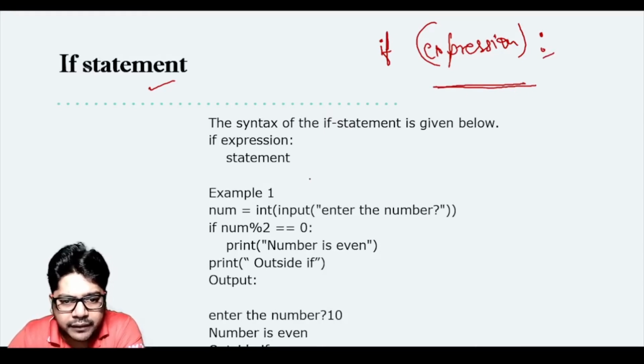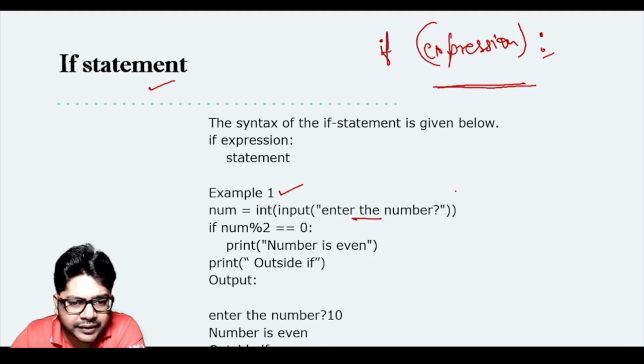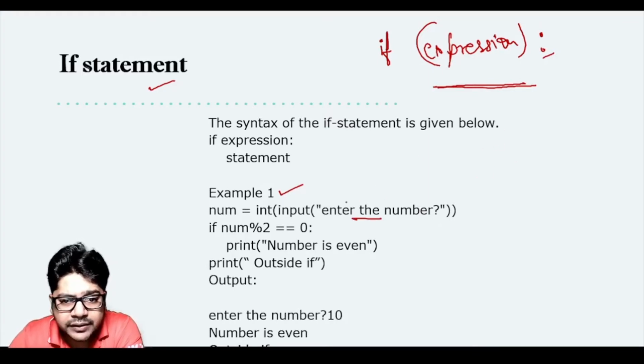Okay, so let us have a look at the example that we are having over here. Here what we are doing is that we are asking the user to enter a number and checking whether it is even or odd. Now two things we need to understand over here. The first is how are we going to check even or odd? The second thing is why we are writing int over here. Now these are the two things that we need to understand.